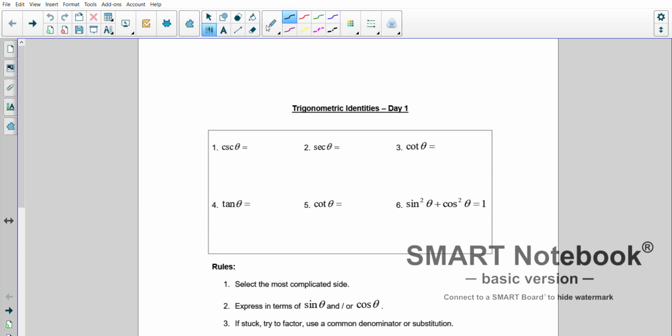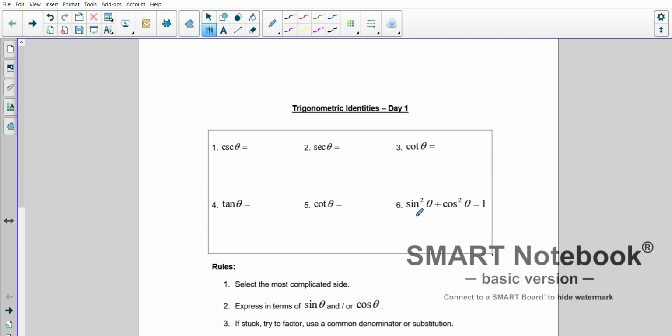So I'm going to explain this. And I'm actually going to go through both of the lessons today. There's a trig identities day 1 and day 2, so I'm going to go through both of them. I'm not sure how long this video will go. Again, I'll try to make it as brief as possible, because you can always pause it, rewind, go back, watch it again. But hopefully this helps.